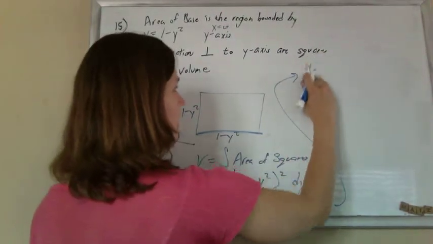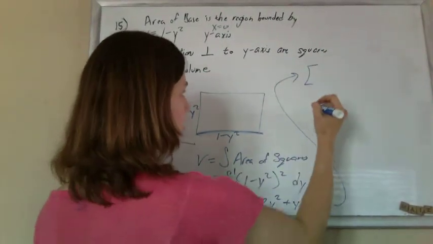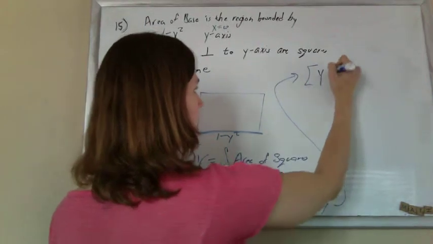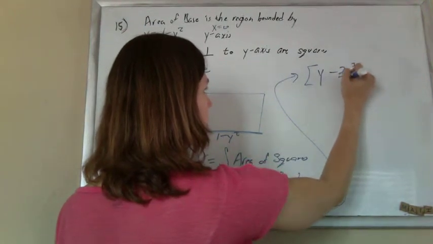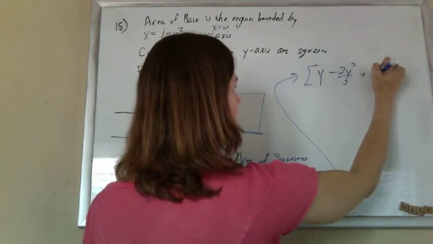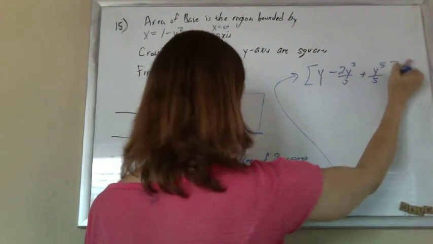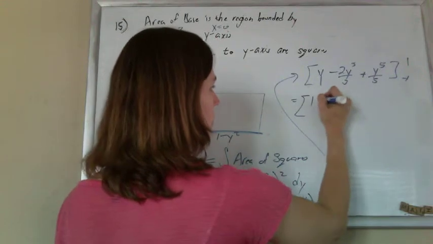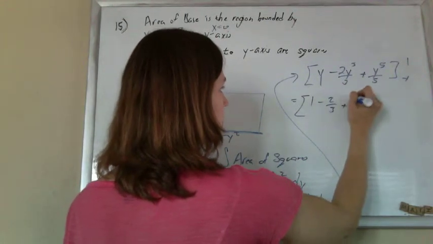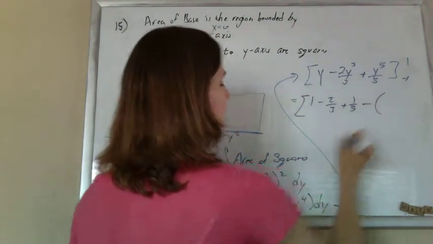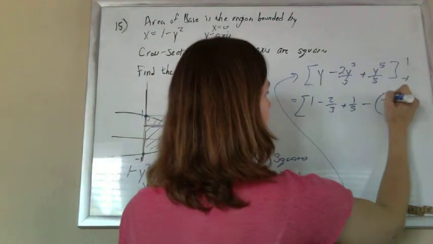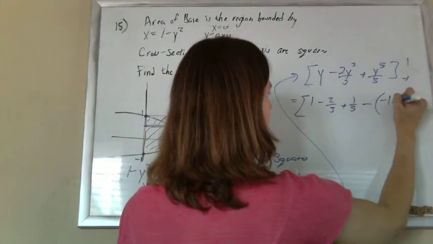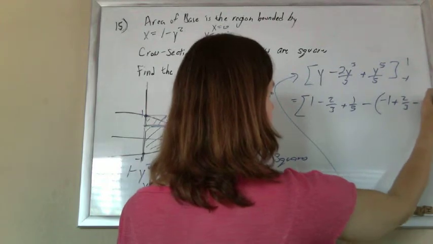And now we're going to take the antiderivative piece. So it's going to be y minus 2y cubed over 3 plus y to the 5th over 5 from negative 1 to 1. So if we plug in the 1, we get 1 minus 2/3 plus 1/5. Subtract what we get when we plug in the negative 1. So that's negative 1 plus 2/3 minus 1/5.